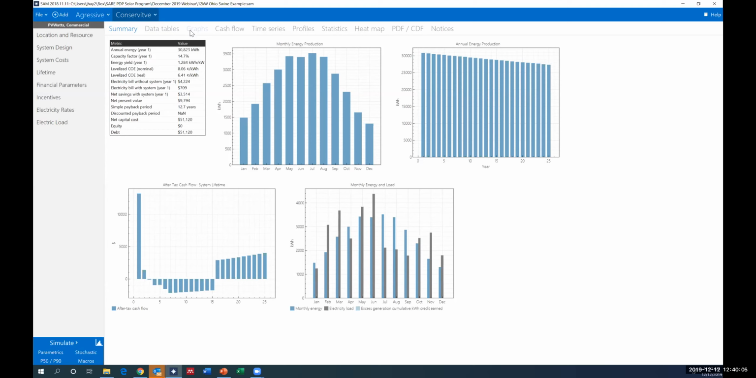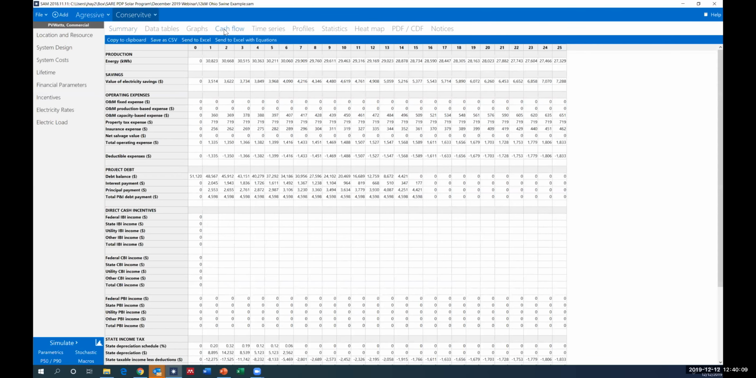I'm just going to go through just one of these right now. I'm going to type in the cash flow. Now we're starting to see where our money is going. And I like to start by looking here. Our O&M is $360 a year in year one, $719 for our property tax, and $256 for our insurance.